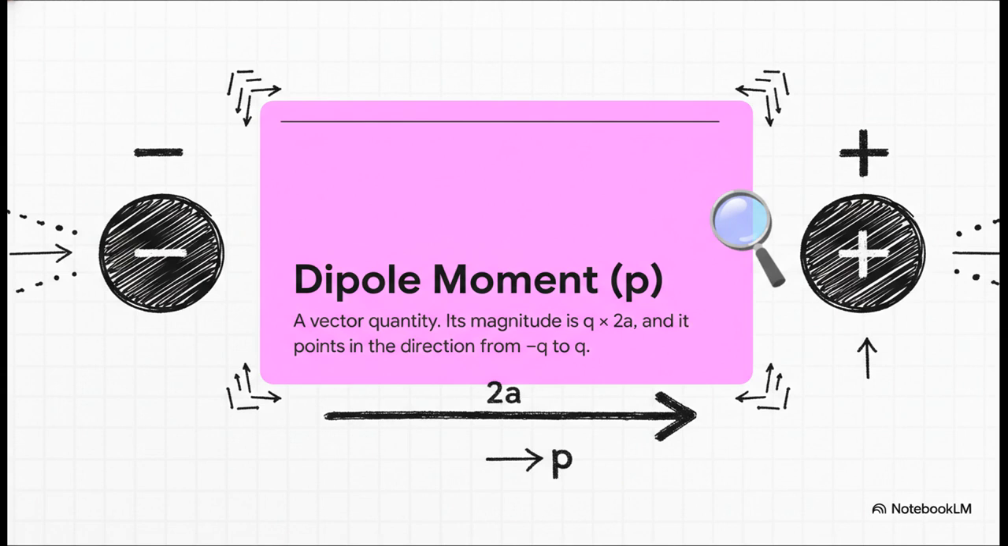Now, this is a vector, meaning it has both a size and a direction. The size, or magnitude, is easy. It's just the charge Q times that separation distance 2a. But the direction is a super important convention you have to remember. The dipole moment vector always points from the negative charge toward the positive charge.